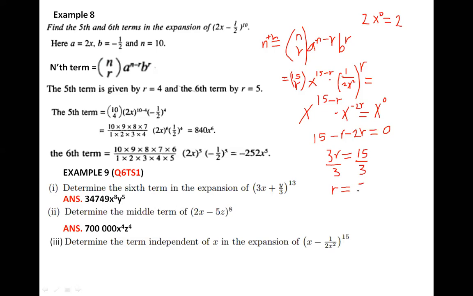So you find your value of r to be 5. For you to find the term independent of x in this expansion, you just replace this r in the general formula that you formulated, which is this one here. When you replace it, you find your answer to be 3003 over 32, which is the term that is independent of x.